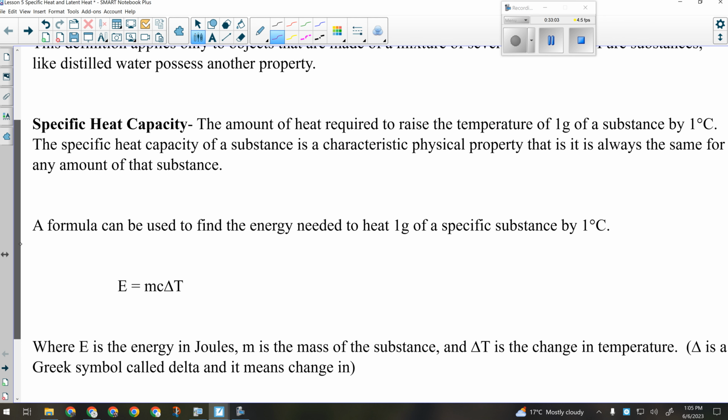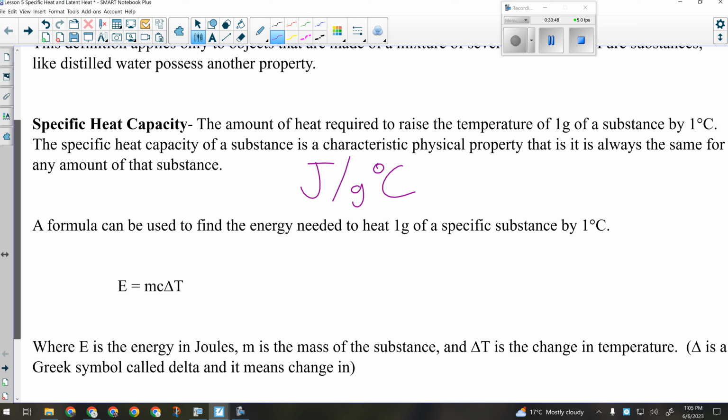It's the amount of energy something can absorb with a change in temperature. Our units for specific heat capacity are joules per gram degree Celsius. In other words, how many joules of energy can be absorbed by 1 gram before a 1 degree Celsius change happens? So if something has a specific heat capacity of 5 joules per gram degree Celsius, that means if I have 1 gram of that substance and I put 5 joules of heat to it, it's going to change its temperature by 1 degree. If I put 10 joules of energy to it, it'll change the temperature by 2 degrees.